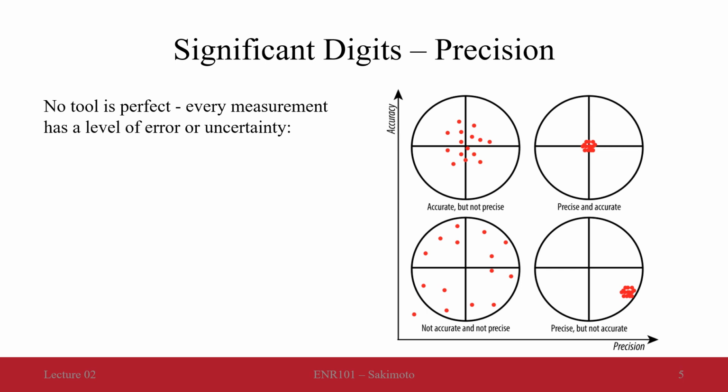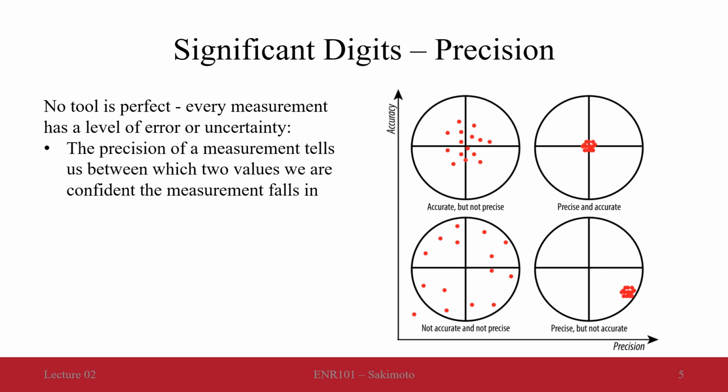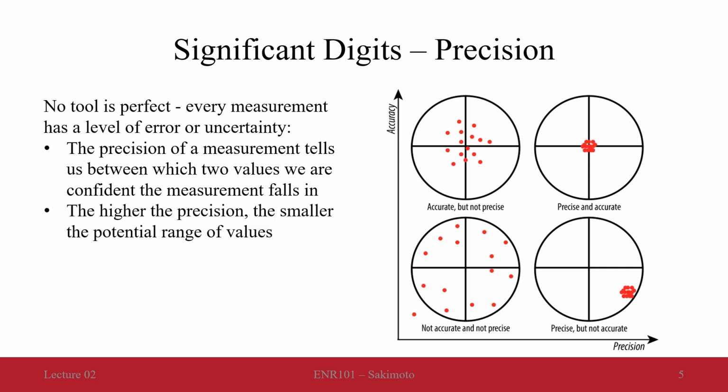In contrast, the ones on the right contain more precise shots. All the shots aimed at this target are clustered very closely together, which is a very precise shooter in this case, with a very small level of error, small level of uncertainty. This precision of a measurement tells us between which values our measurement falls. There's a difference between saying I know my trip lasts 40 minutes plus or minus 10 minutes versus saying I know my trip lasts 40 minutes plus or minus 1 minute, or 40 minutes plus or minus 1 second if we're ultra precise. The higher the precision, the smaller the range of these potential values.